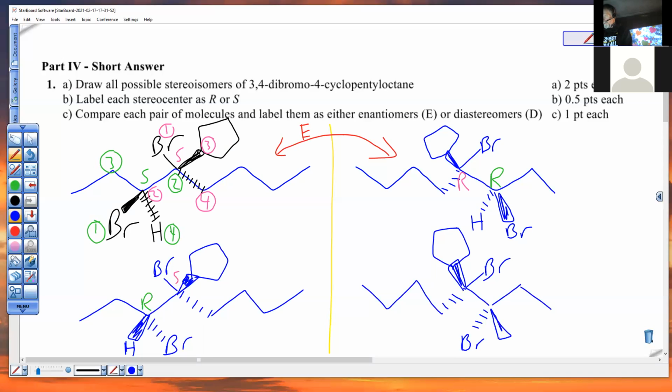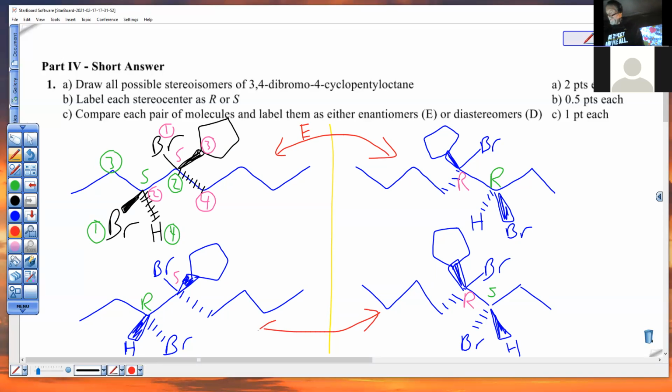Don't hold it on the screen. And the pink S mirror image is now pink R. The green R mirror image is now green S. There we go. These two are also enantiomers.